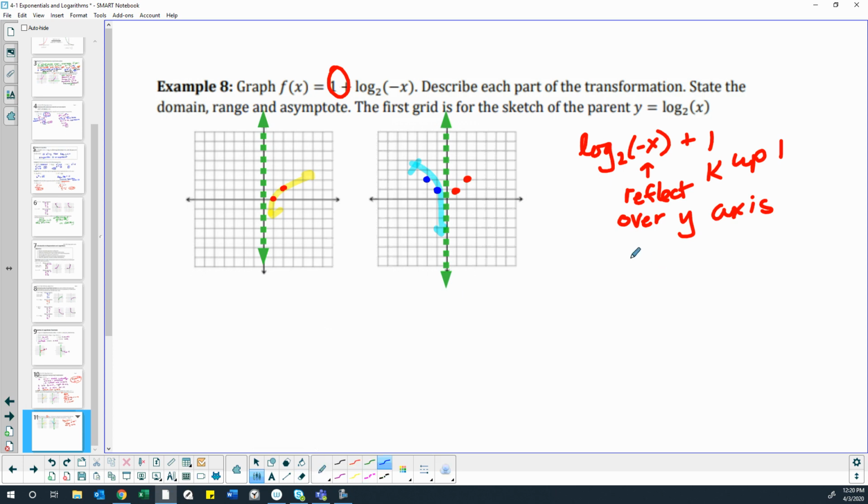Quick details here. We have our asymptote at x equals 0. We have our domain from, well, that's interesting. Domain is from negative infinity to 0 this time. And the range, bottom to top, negative infinity to infinity.